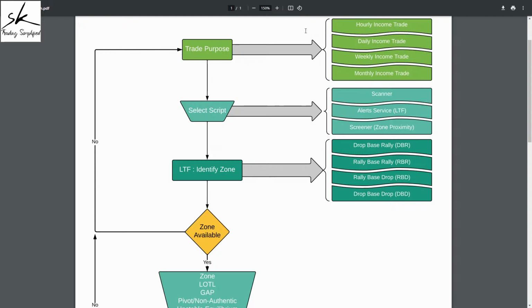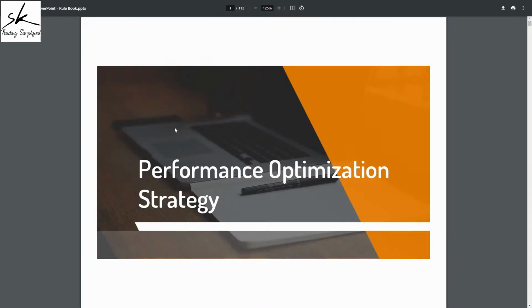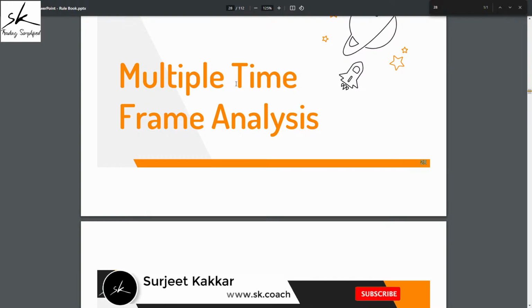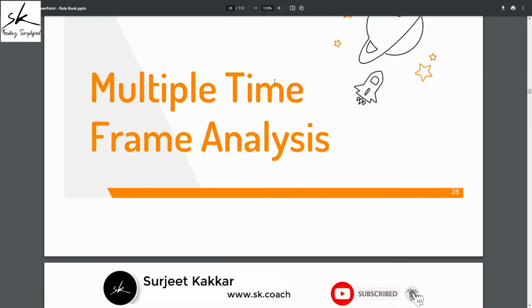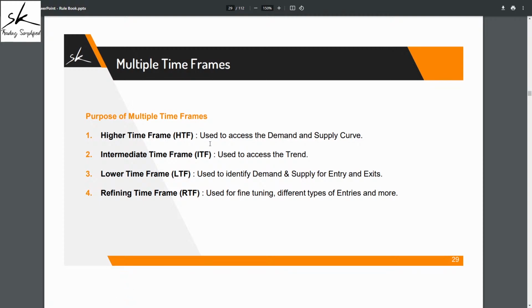So let's assume I want to plan weekly income trades. As soon as I choose my purpose of trade, what is going to happen? From the rule book, I'll get to know what time frames I should be using. So if I go to page number 28 of the rule book, we start with the topic of multiple time frame analysis, because the demand supply methodology is not based on a single time frame. It is based on multiple time frame analysis. Now, what are the multiple time frames we use? We use a minimum of 4 different time frames, and we call them the higher time frame HTF, intermediate time frame ITF, lower time frame LTF, and the refining time frame RTF.